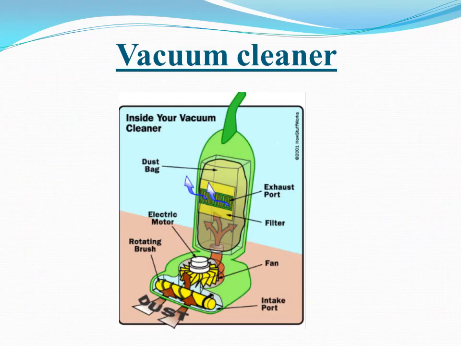Now take another example, a vacuum cleaner. If you look at the picture, you can clearly see the parts of the vacuum cleaner. There is a dust bag, an electric motor, a rotating brush, an exhaust port, a filter, a fan, and an intake port. When you switch on the vacuum cleaner, the fan will start rotating, due to which a low pressure area is produced inside the vacuum cleaner. Now the larger atmospheric pressure outside the vacuum cleaner pushes the dust and dirt particles inside. These dust and dirt particles will attach to the filter and air will move out through the exhaust port. This is how it works.